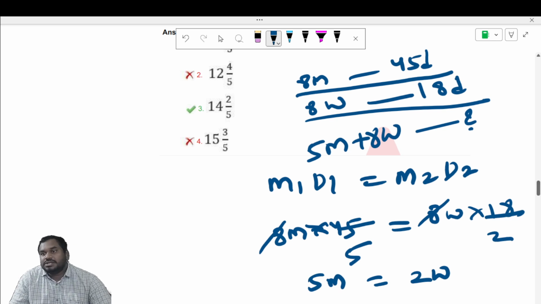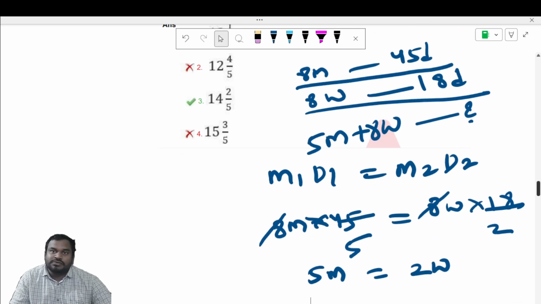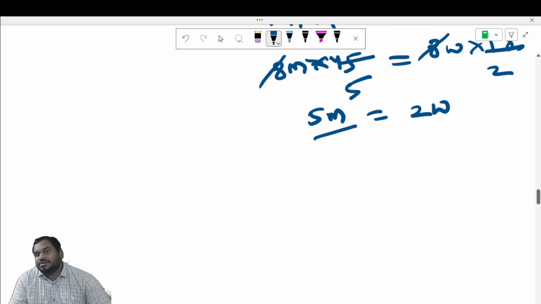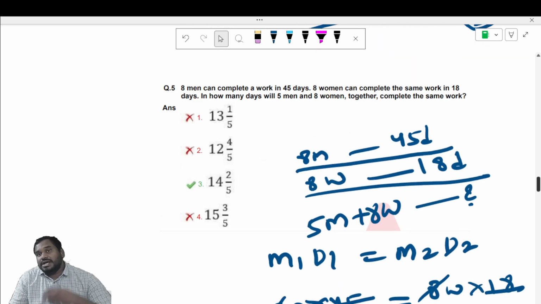Based on the question, you should convert. You can write men in terms of women or women in terms of men; you'll get the answer, don't worry. Here I'll use the number of men. So 5 by 2 men is equal to 1 woman, so in place of 1 woman, you can put 5 by 2 men. Now convert everything into one parameter, either men or women.